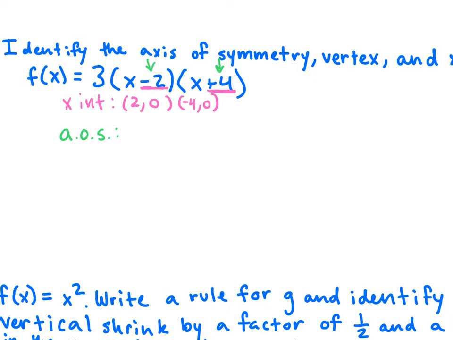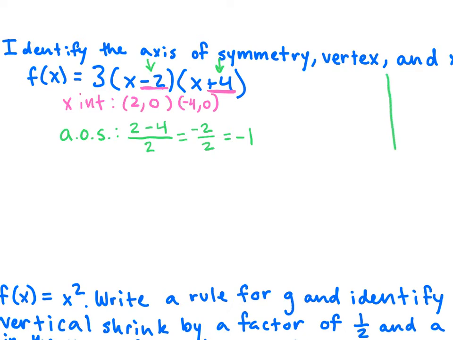So what's our P and what's our Q? What are the two numbers? 2 and 4. Perfect. 2 and -4. So 2 plus -4, we could just write 2 minus 4 divided by 2. This would be -2 over 2, and we would get -1. So our axis of symmetry is x is equal to -1.